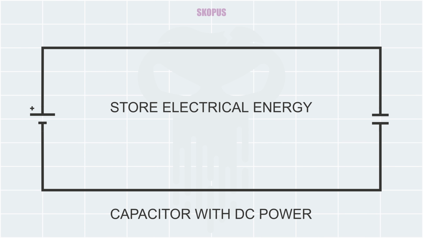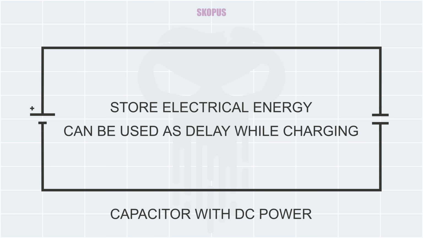Next, we have capacitors. When we connect a capacitor to a power source, it doesn't matter if it's AC or DC, it's going to charge up and store the electrical energy. But it's not as powerful as a power source or as a battery. It's more limited. Capacitors can also be used as a delay in our circuits.